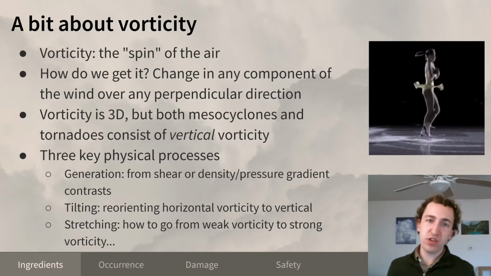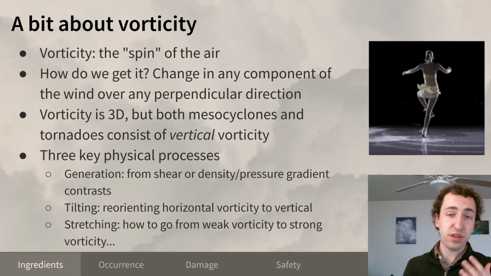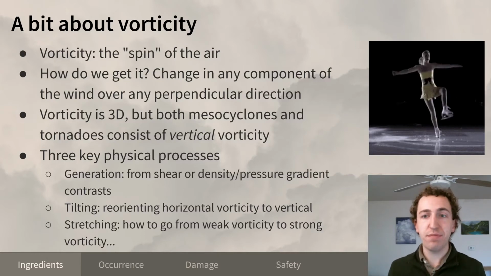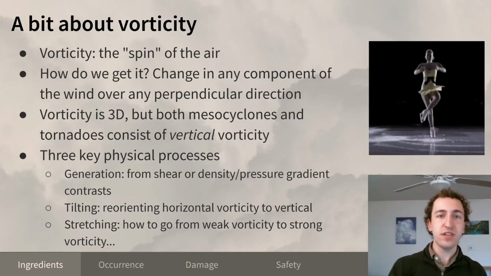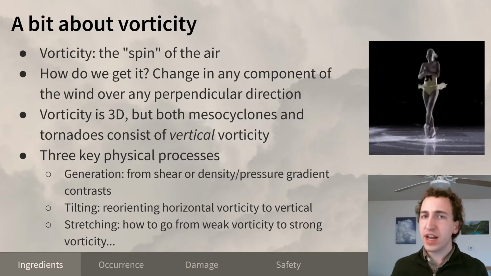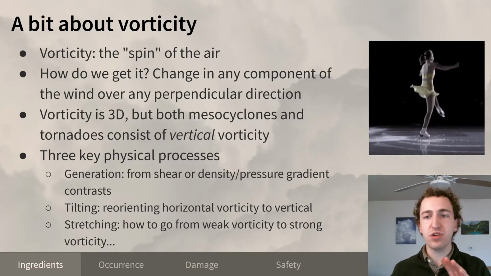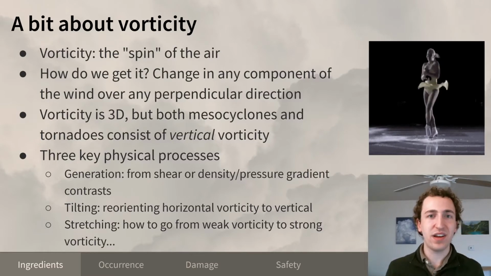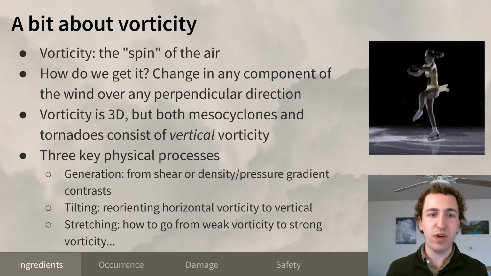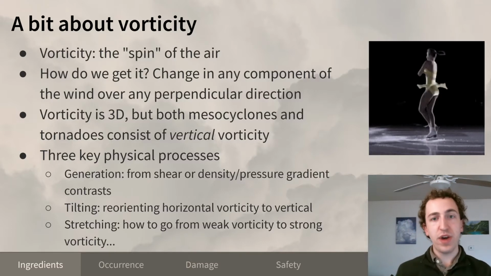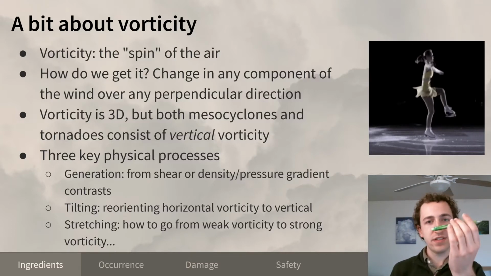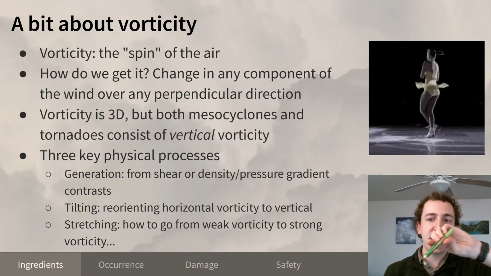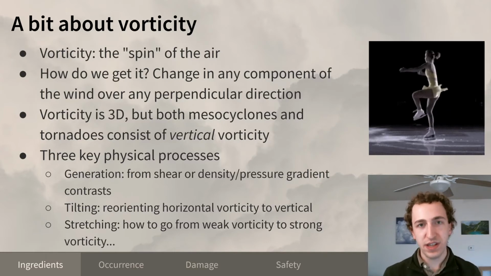And when we talk about vorticity from a physics point of view, there's three key physical processes involved. There's generation, which is what I explained before about shear changing directions of wind. But there are also dynamical processes based on density and pressure gradients being in contrast that can also generate that rotation. Then tilting, where if you have vorticity spinning and then you have wind, you can tilt and change the direction that the vorticity is in.